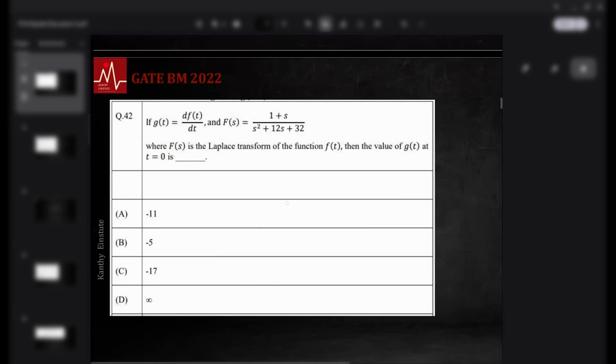Okay, this question, on an average, I'll skip at the first pass. I recognize IVT, but still I'll skip at the first pass because it's IVT plus one property of Laplace transform. In the last 30 minutes, perhaps with nothing else to do, I'll do this.